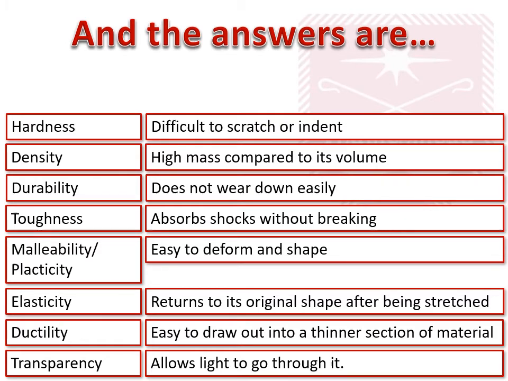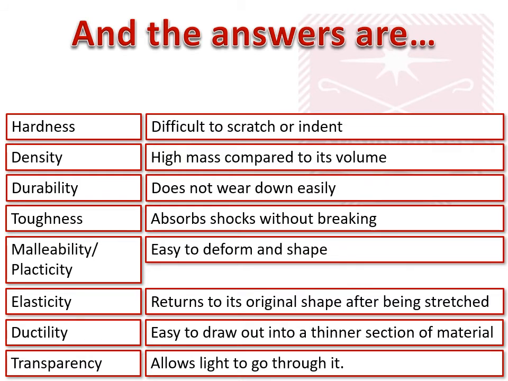Malleability or plasticity is easy to form in shape, so it's material that can be molded into different shapes easily. And then elasticity is something that returns to its original shape after being stretched. Ductility, that's the tricky one that you may not have known.